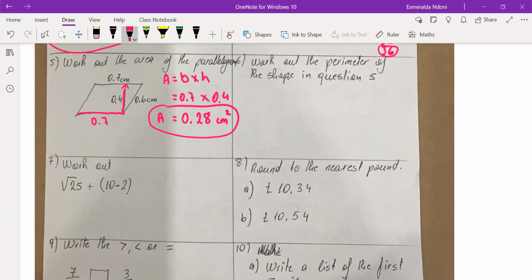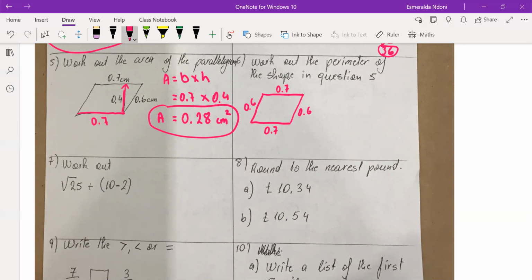Number 6, work out the perimeter of the shape in question 5. So we have the same shape here. I'm quickly going to sketch it. I've always told you, sketch the shapes to help yourself. That's the first step. Step number 2, we put down all the numbers that we know. We also know that this side here is 0.6 because it's a parallelogram and it has two equal sides, opposite equal sides, sorry.